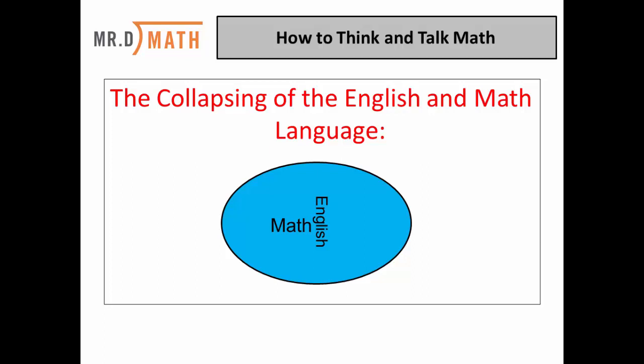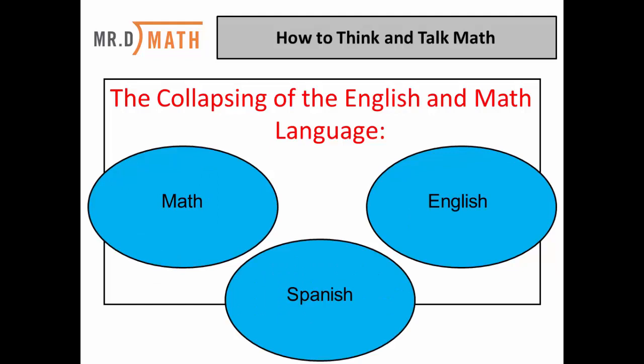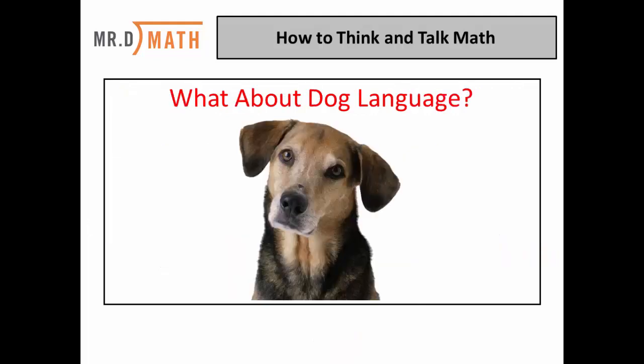What do I mean by that? Well, think of this. You wouldn't say that the Spanish language belongs in that same circle. You'd put Spanish in its own circle. You're like, yeah, I would. Okay, well, very good. If you would, then why don't we go ahead and separate all three, and let's have math be math, English be English, and Spanish be Spanish. Kind of a cool way to look at that. Math is its own language. Well, what about dog language?